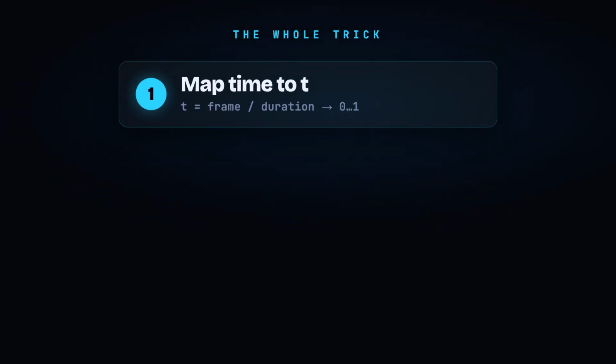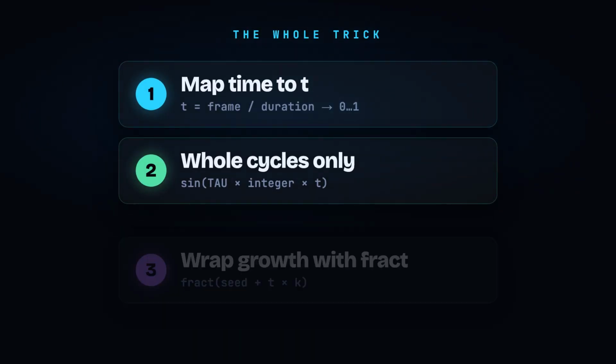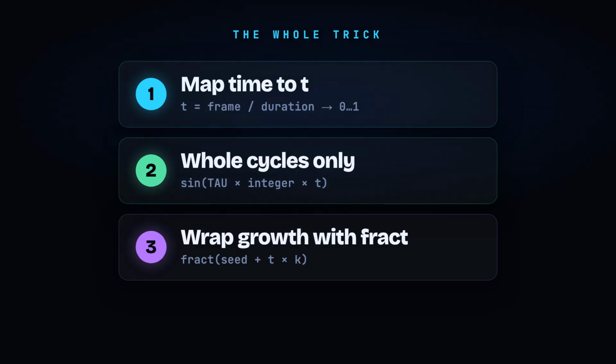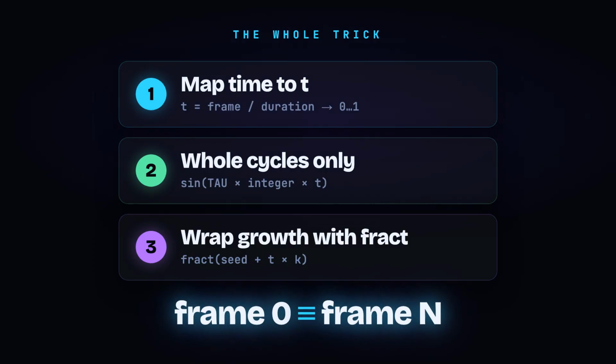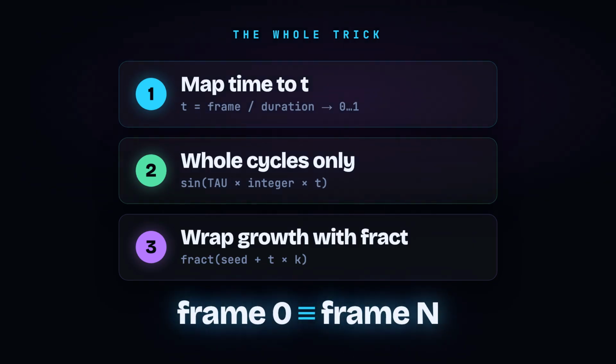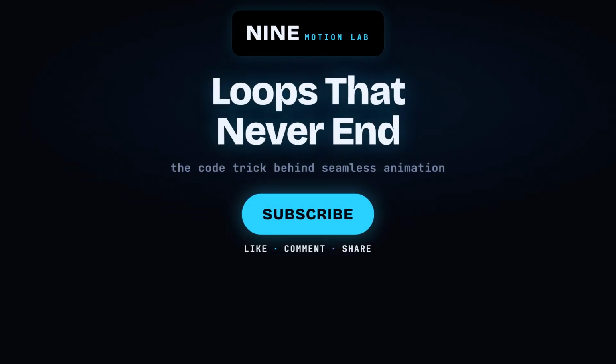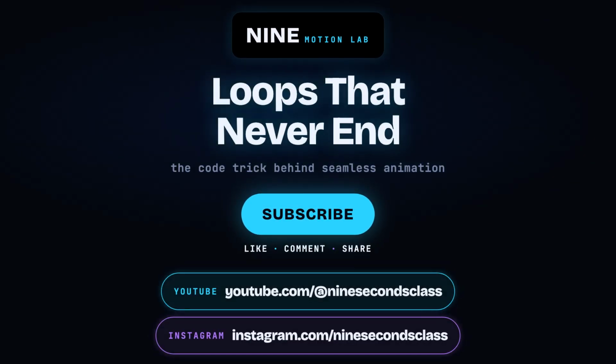So here's the whole secret in 3 lines. 1. Map time to T, frame over duration, 0 to 1. 2. Drive every motion with a whole number of cycles. 3. Wrap anything that grows with fract so it resets clean. Do that, and the last frame becomes the first. The loop never ends. That's the trick behind every seamless loop you've ever stared at.